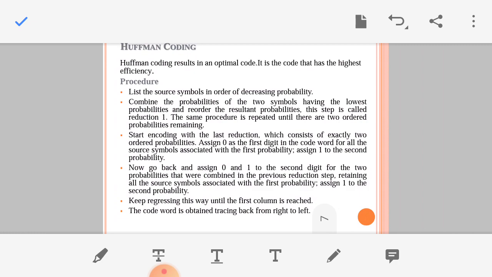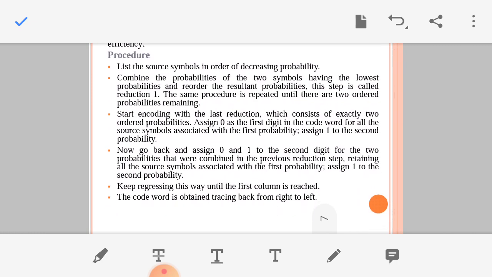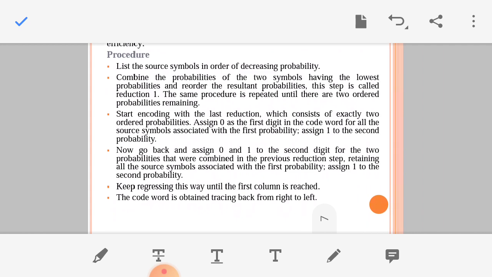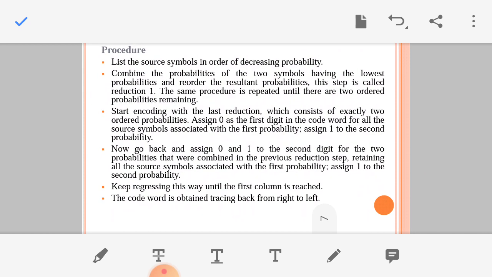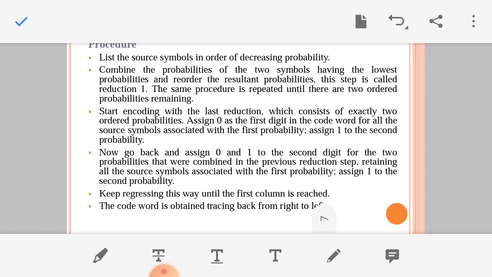Procedure for Huffman coding. List the source symbols in order of decreasing probability. Combine the probabilities of the two symbols having the lowest probabilities and reorder the resultant probabilities. This step is called reduction 1. The same procedure is repeated until there are two ordered probabilities remaining. Start encoding with the last reduction, which consists of exactly two ordered probabilities. Assign 0 as the first digit in the code word for all the source symbols associated with the first probability. Assign 1 to the second probability.